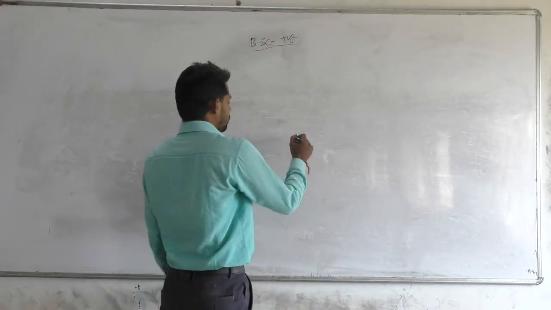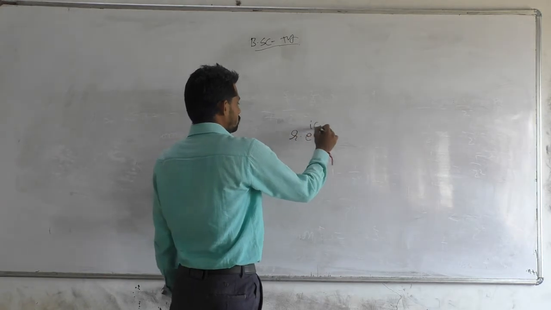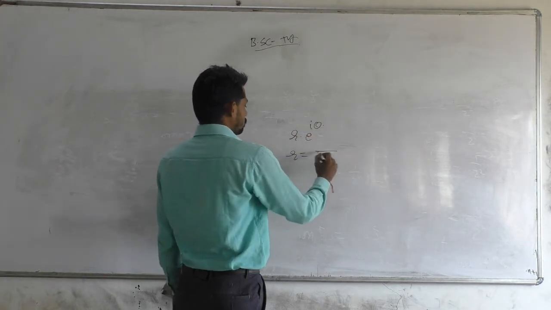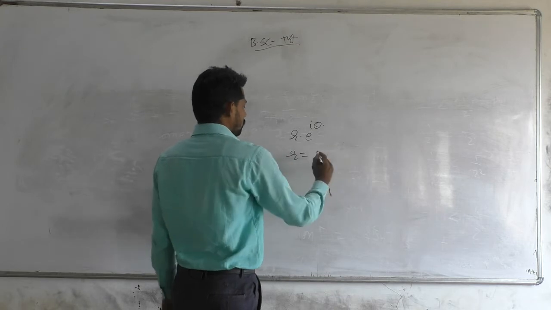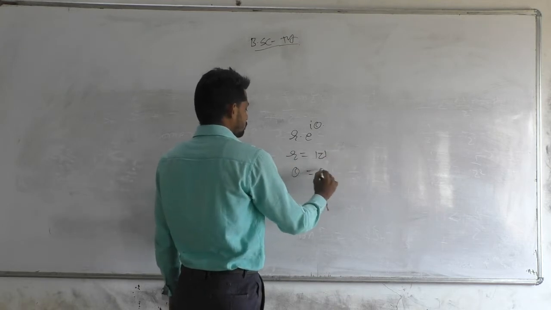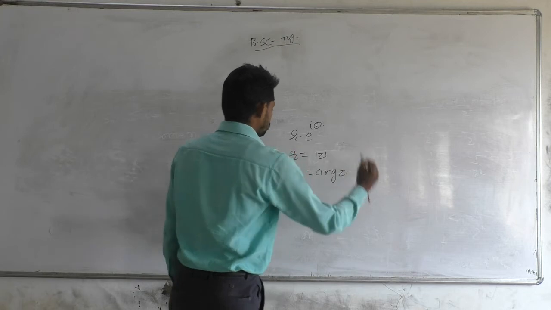So what is the exponential form of the complex number? It is r e raised to i theta, where r is equal to the modulus of the complex number and theta is equal to the argument of the complex number.